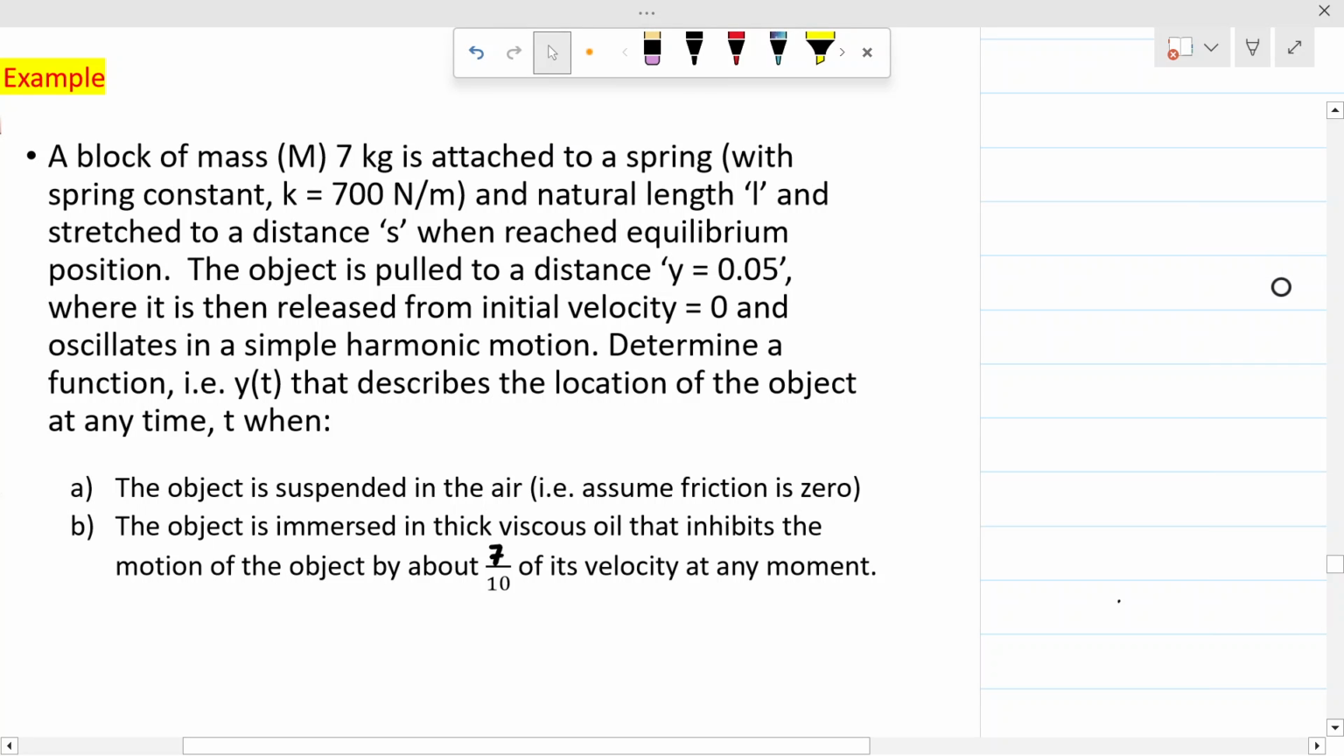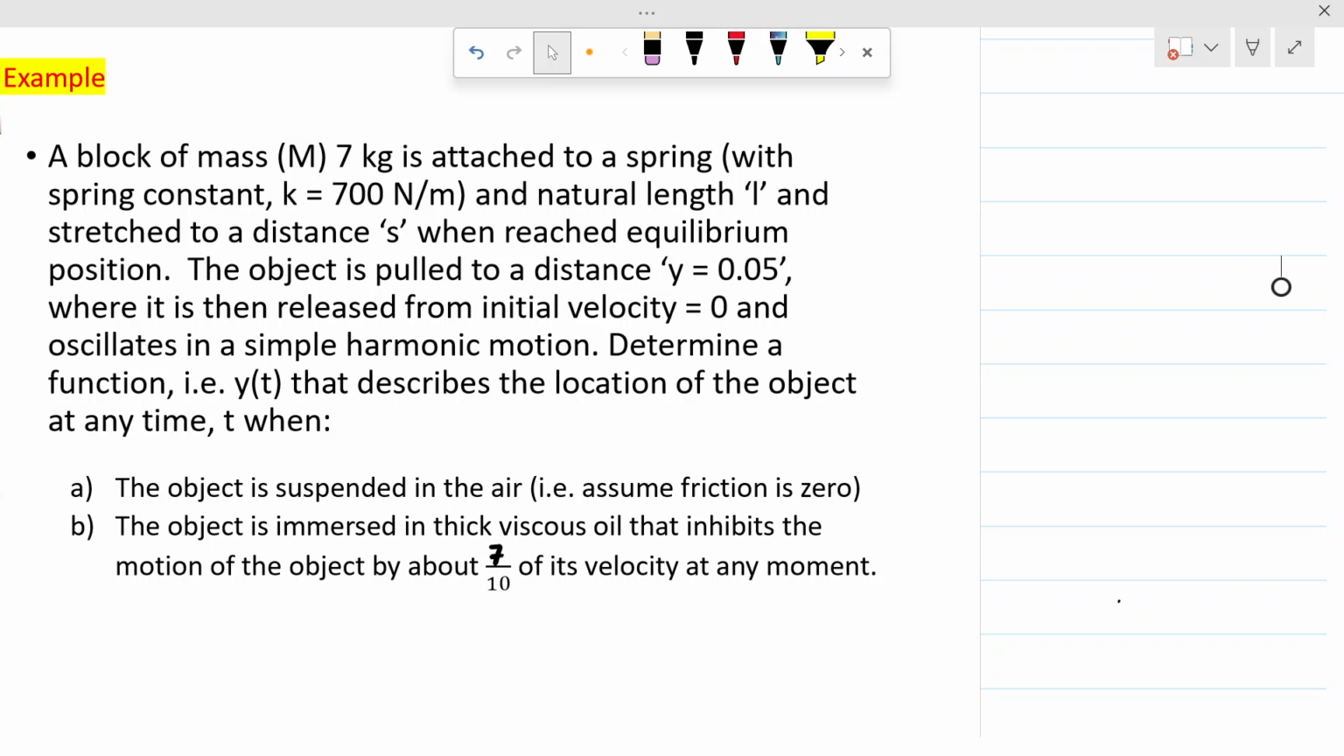Okay, let's try to do another exercise on this example. A block of mass with a weight of 7 kg is attached to a spring with spring constant 700 Newton per meter. Natural length L stretched to a distance S. When it reaches equilibrium, the object is pulled to a distance y equals 0.05. It is then released with initial velocity 0 and oscillates in simple harmonic motion.